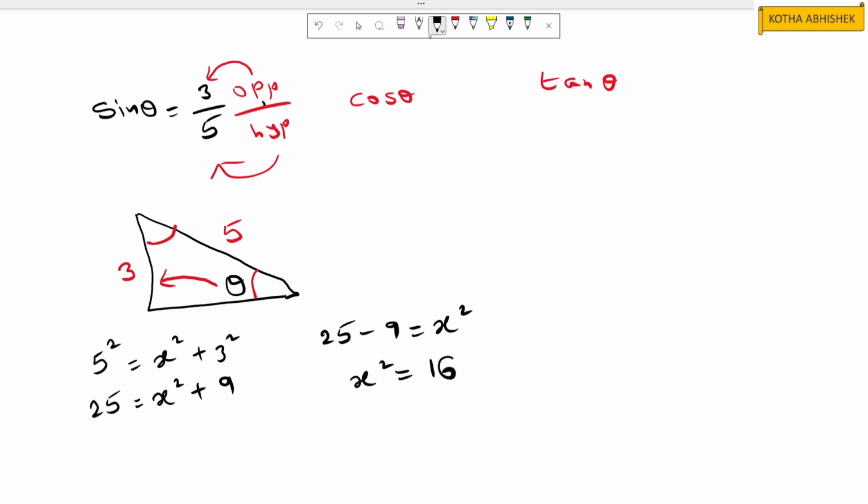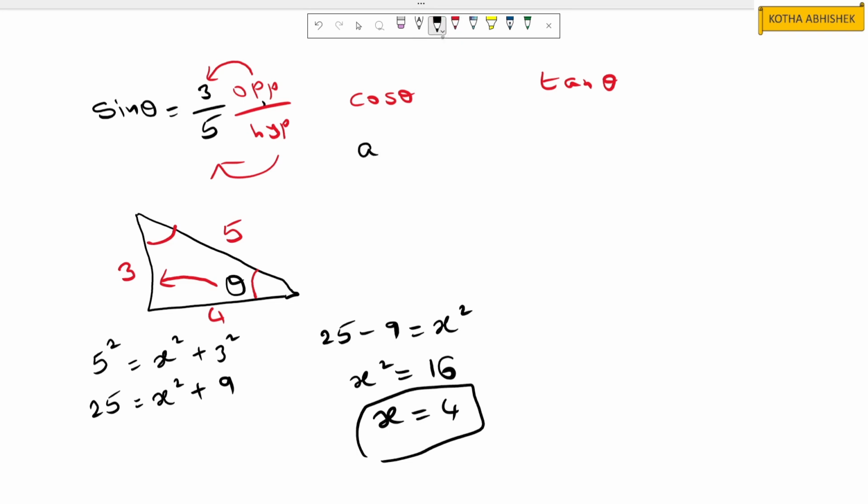Which number square is 16? That is 4. So x value is 4 units. That x is nothing but the base. So the base of this side is 4 units. Now we have all the 3 sides of the triangle. So let us find out what he is asking for. First one, he has asked for cos theta.